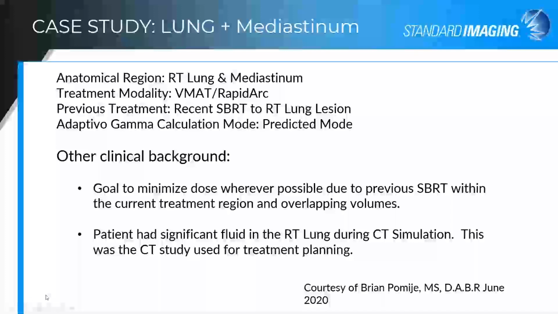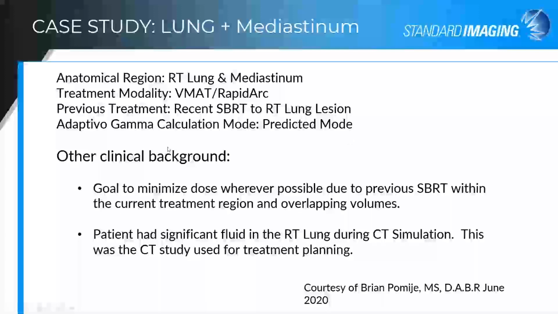It's a right lung and mediastinum, a VMAT or RapidArc case. It has been previously treated, so it had SBRT to a portion of the lung previously, and we are going to be retreating over some of that area. The analysis used in Adaptivo is the predicted mode, so we're using this compared to the actual treatment plan.